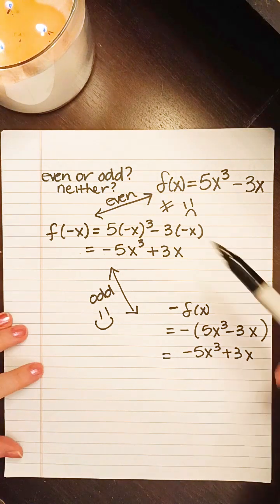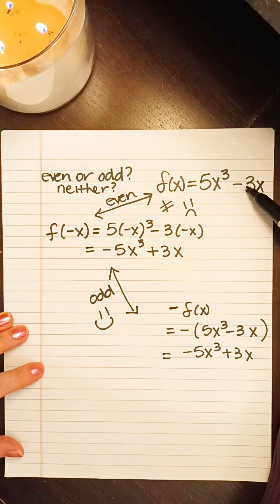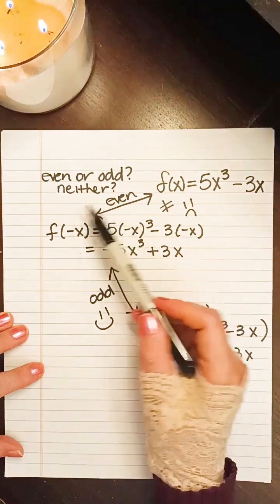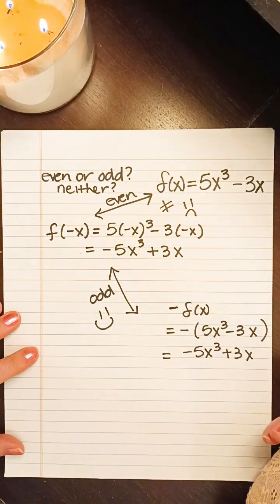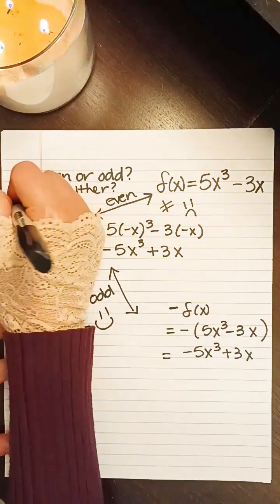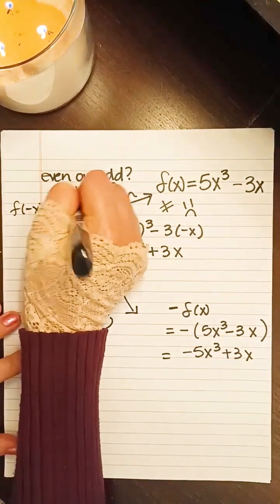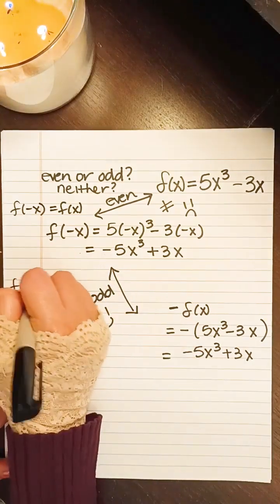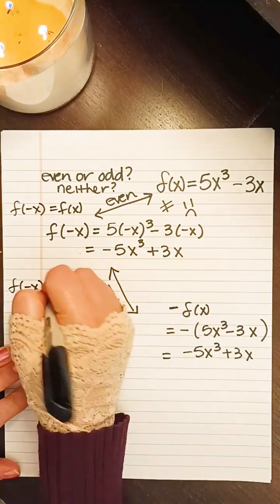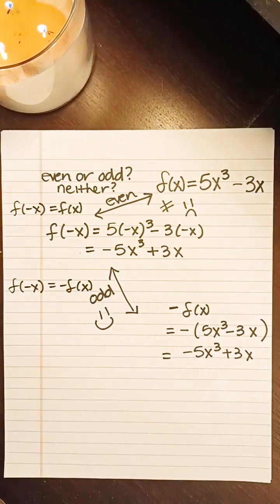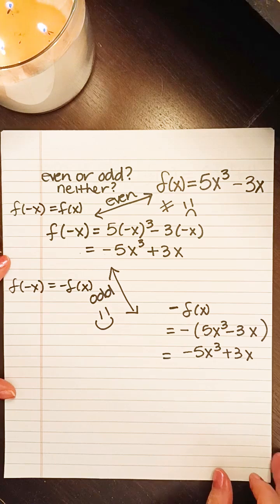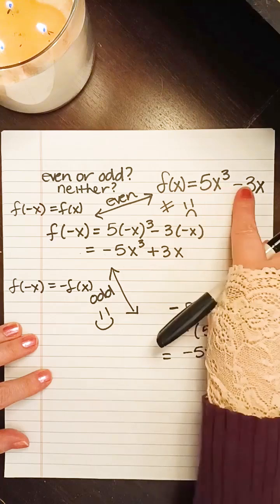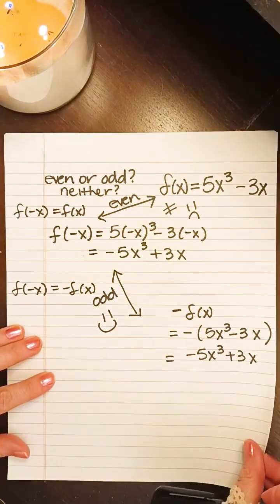Now, if f of negative x wasn't equal to f of x and f of negative x wasn't equal to the negative of f of x, then the function would be neither. Because we know that in order for a function to be even, f of negative x is equal to f of x, that's what we said here. And for it to be odd, f of negative x is equal to the negative of f of x. And that's it. That's how you determine whether a function is even or odd. So in our case, f of x was an odd function. So let's do another one.